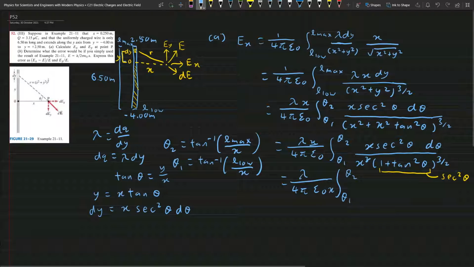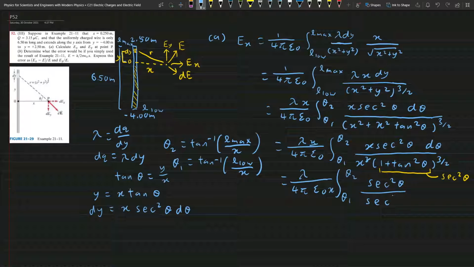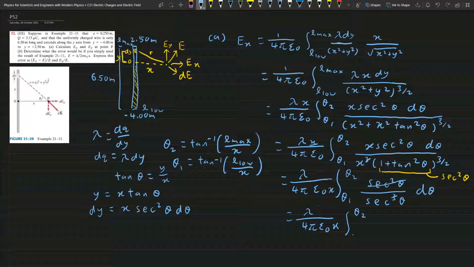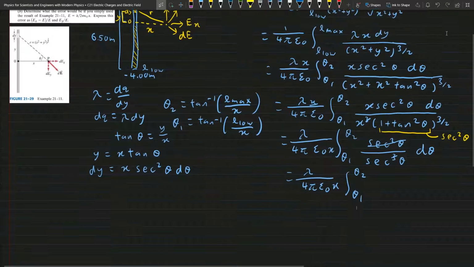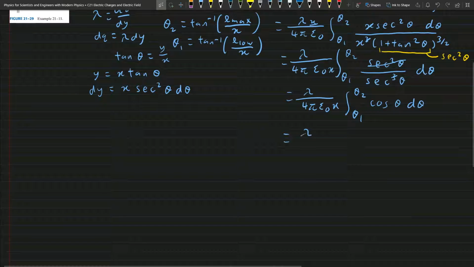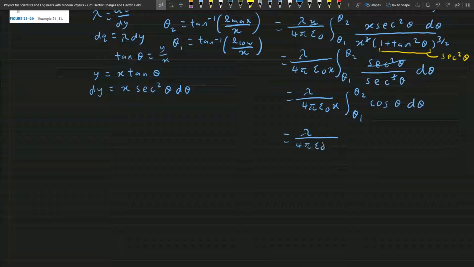So from here we get sec square theta over the sec cube theta. So this thing can be cancelled. Theta 2, theta 1. You can see until now this is just given by cos theta d theta, right? So x, and this we get sine theta, this is theta 2 and theta 1.